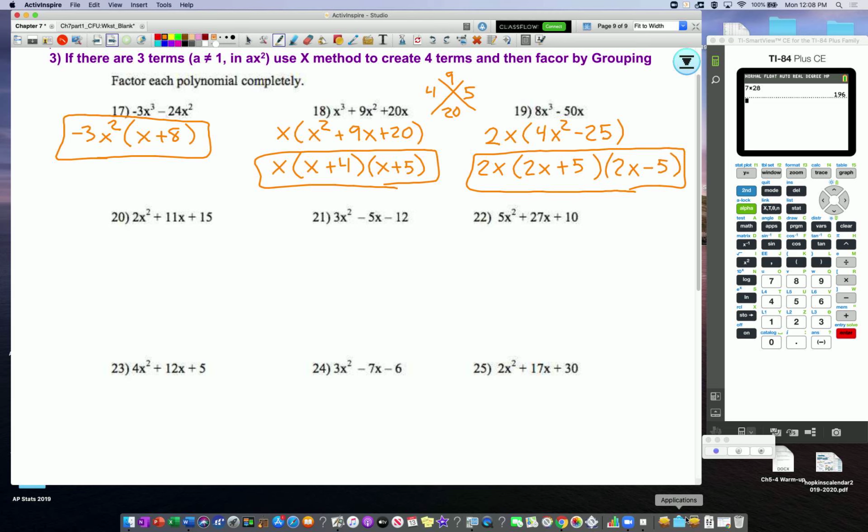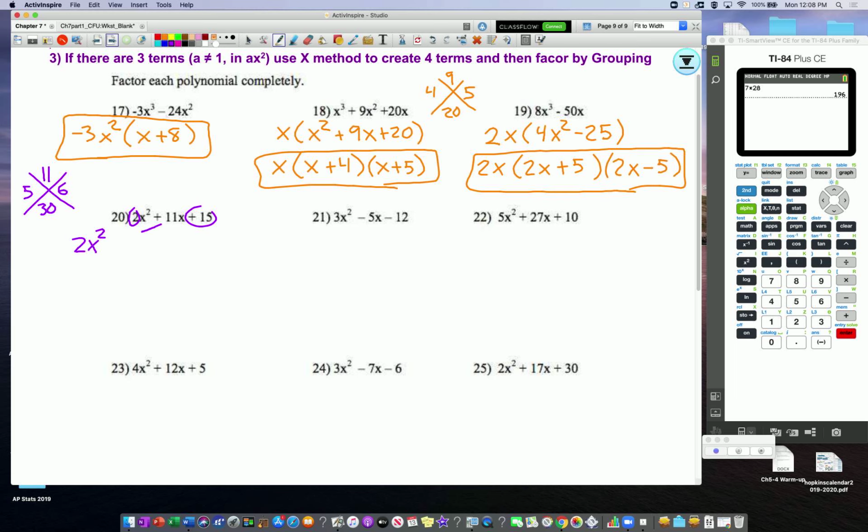All right, 20, 21, 22. This is what we were doing a little bit in the last assignment. If there's 3 terms, use a crisscross method to create that 4th term. So I'm going to start. 2 times 15. 2 times 15 is 30. Factors of 30 that add to 11. Well, 5 times 6. Oh, that works out nicely.